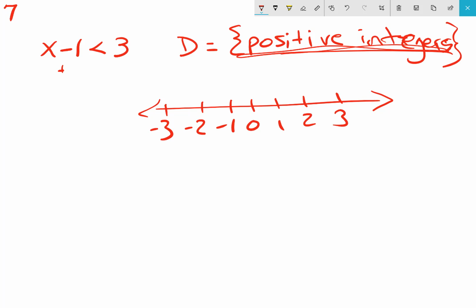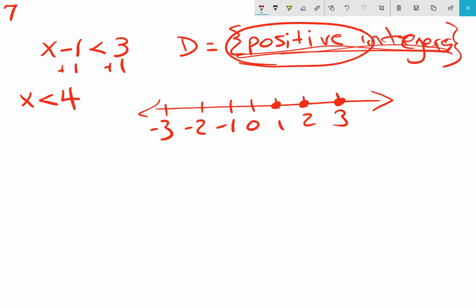So you have to add 1 to both sides. So x is less than 4. So we're talking about all the positive integers that are less than 4. All right, so the positive integers that are less than 4 are going to be 3, 2, and 1. 0 is not positive. Everything below 0 is not positive. And 4 is not less than 4. So you definitely would not include 4.